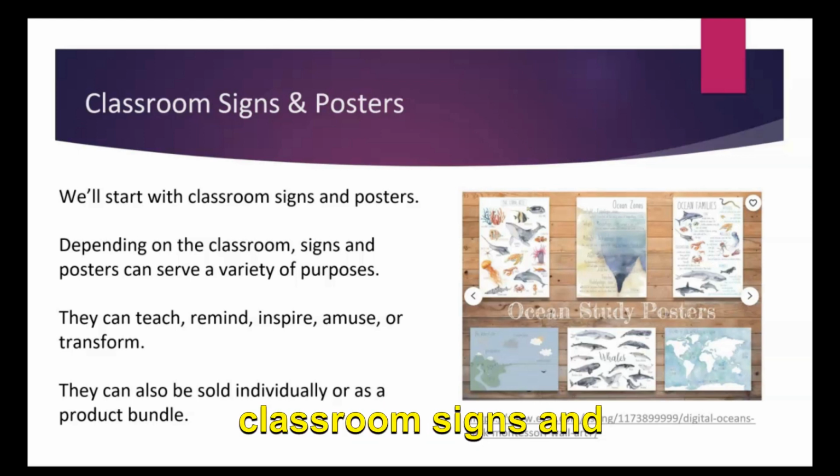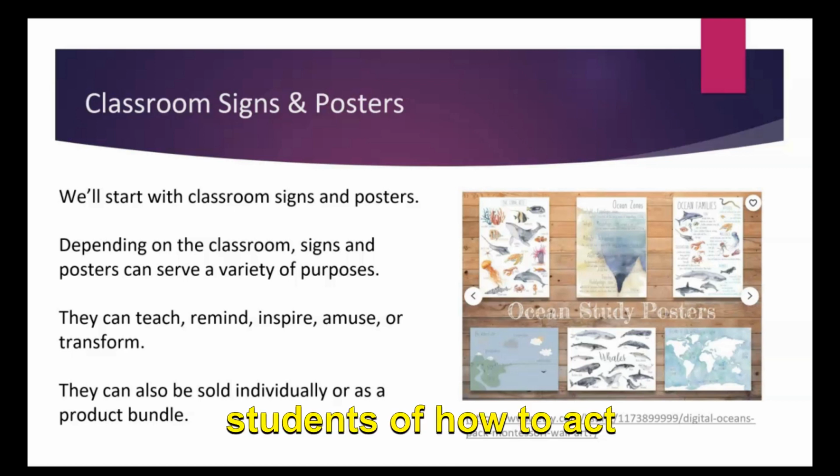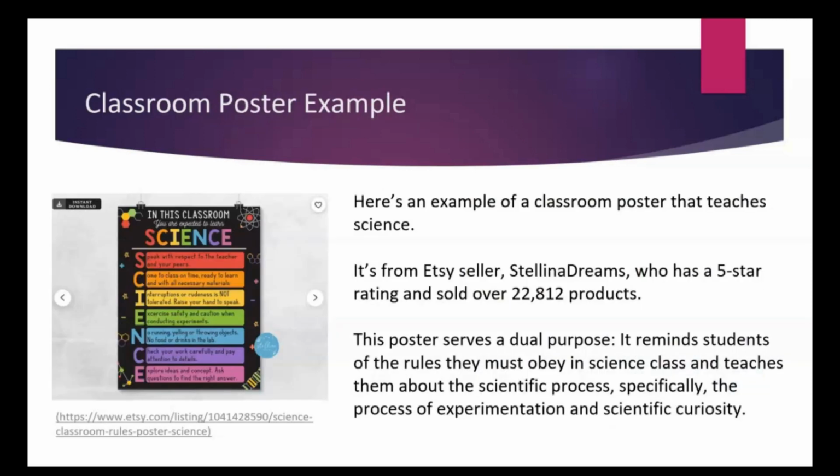The first one is classroom signs and posters. Depending on the classroom, signs and posters can have a lot of different purposes. They can teach, for example, these ocean study posters you see here talking about the ocean zones and different families of animals that live in the ocean, or they can just be there to remind students of how to act, like a classroom rules poster. They can be sold individually, so 1 poster at a time, or they can be bundled.